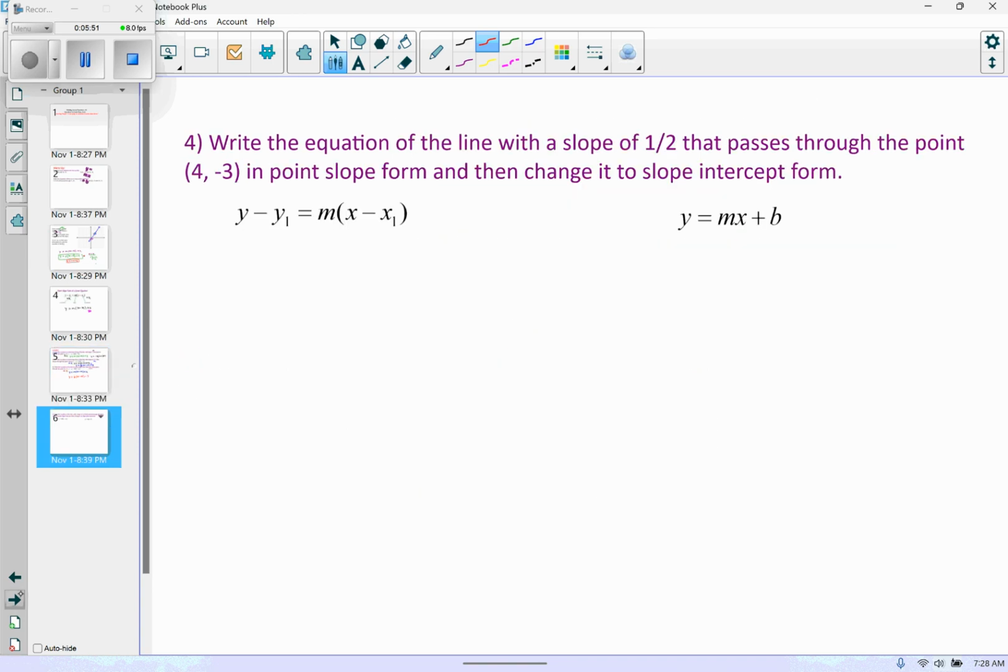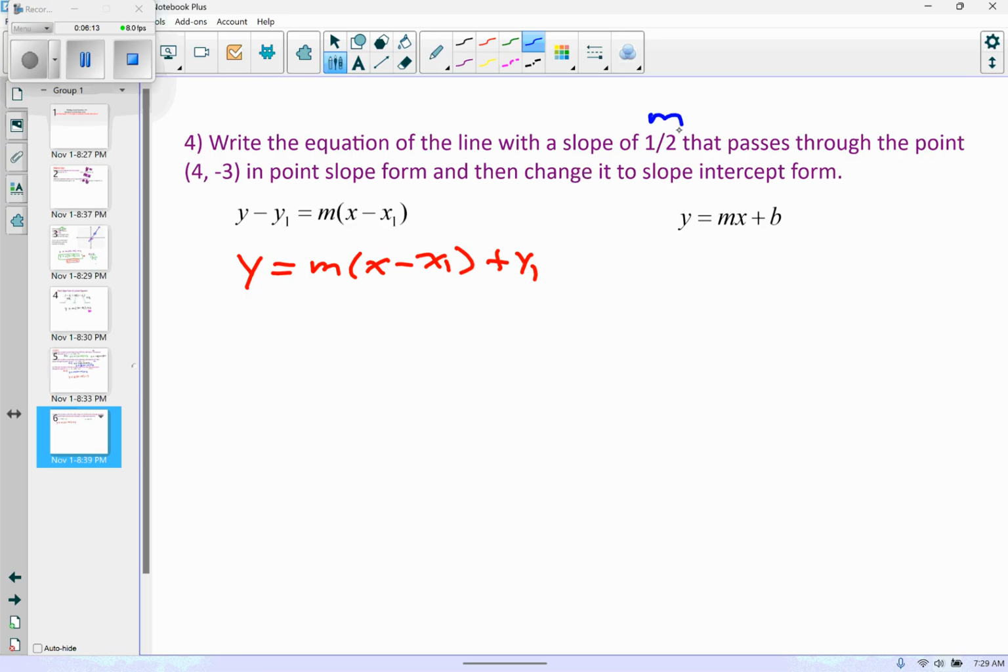The last example is down at the bottom of the page, and know that if you need to go back in this video, go back if you didn't copy everything down. So I'm going to modify this equation, I'm going to add y1 to both sides. Now I'm going to go ahead and create this equation.